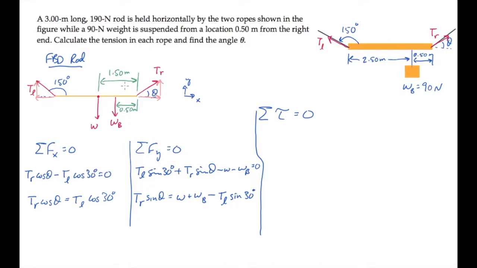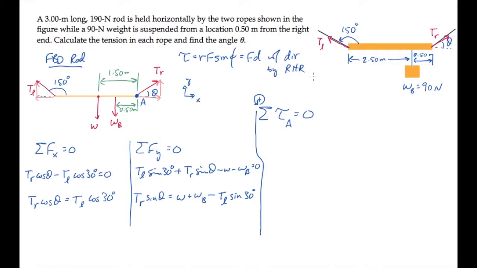Now we can sum torques and calculate one of the unknowns. If we sum torques about this right end, I'll call it point A, then neither TR nor the unknown angle theta will show up in the torque equation. So I'll choose that point and call out of the screen the positive direction. The magnitude of torque is given by RF sine of phi, also equal to force times moment arm, with a direction given by the right-hand rule.